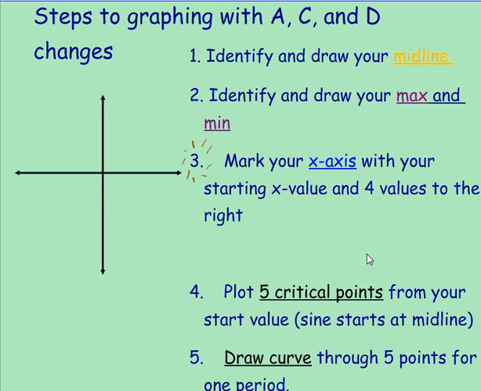So if we started at 0, and we looked to the right, let's list a couple of x values that we would see on a trig graph. So let's start at 0. So 0, we know that pi over 2 comes after that. Then we have pi, 3 pi over 2, and 2 pi. And those are our normal 5 values.